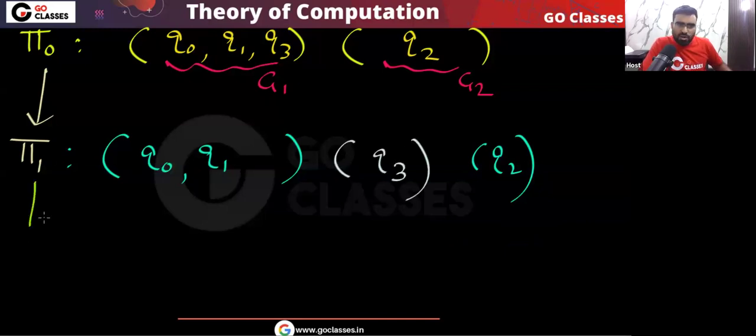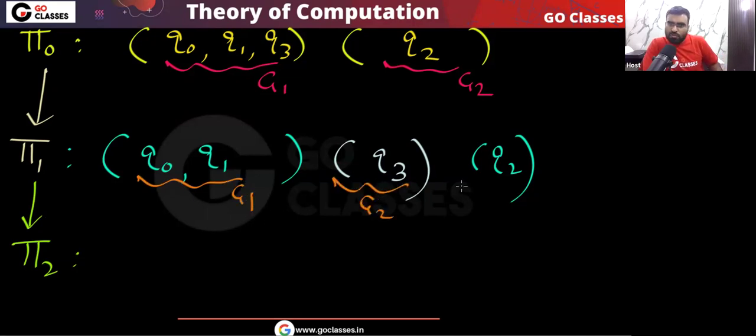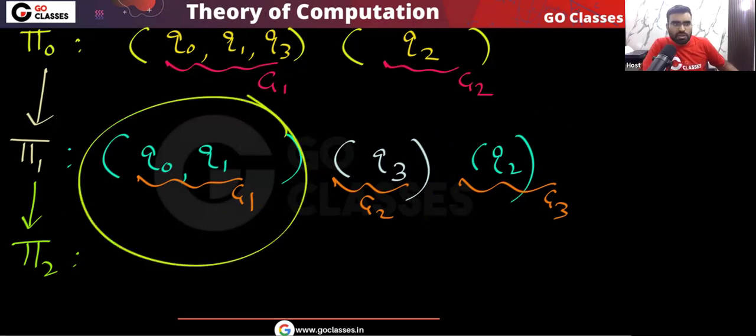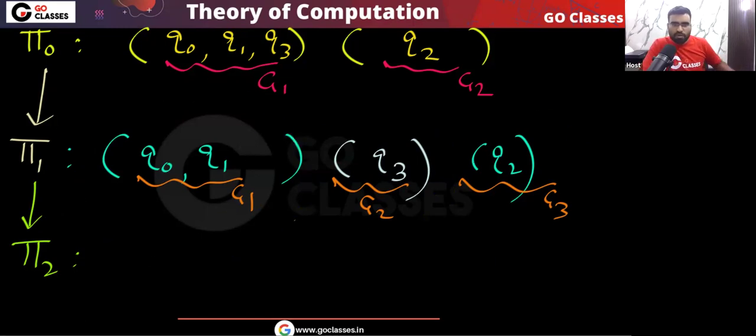Now pi 1 and pi 0 are not the same, so we will go to pi 2. In pi 2, please notice, this is your group G1, this is your group G2 and this is your group G3. There is only one state in this group, nothing to check. We have to check only Q0, Q1. Where are they going on A?